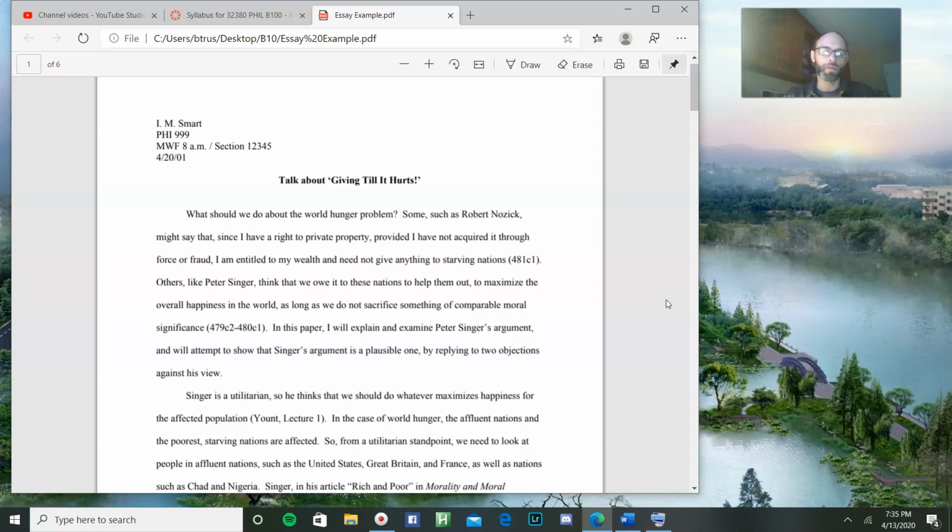Finally, what the author does in the introduction is this last sentence. In this paper, I will explain and examine Peter Singer's argument, and I will attempt to show that Singer's argument is a plausible one by replying to 2 objections against his view. So there are some important things that you need to do in your paper here. This is a thesis statement and a plan. You need both for your paper. You'll need to say, I am going to do X in this paper, and here is how I'm going to do X. By doing A, B, C, right? I'm going to prove X in this paper by doing A, B, and C.